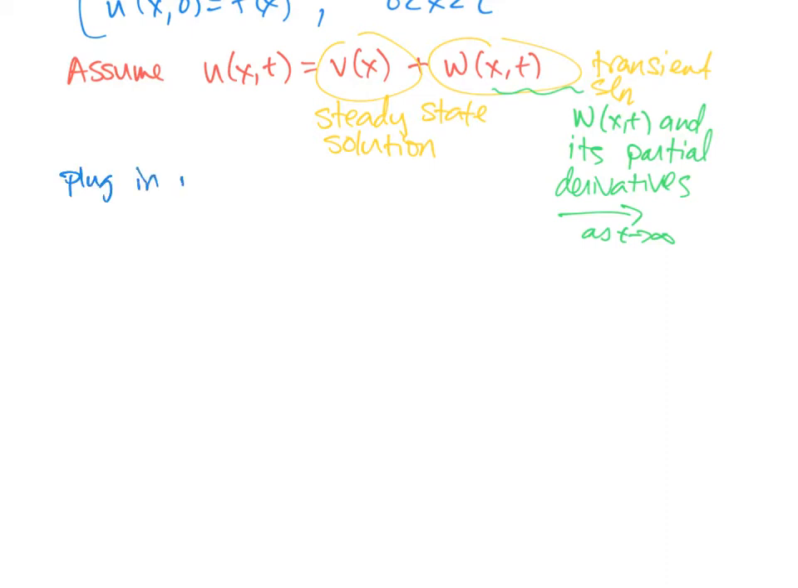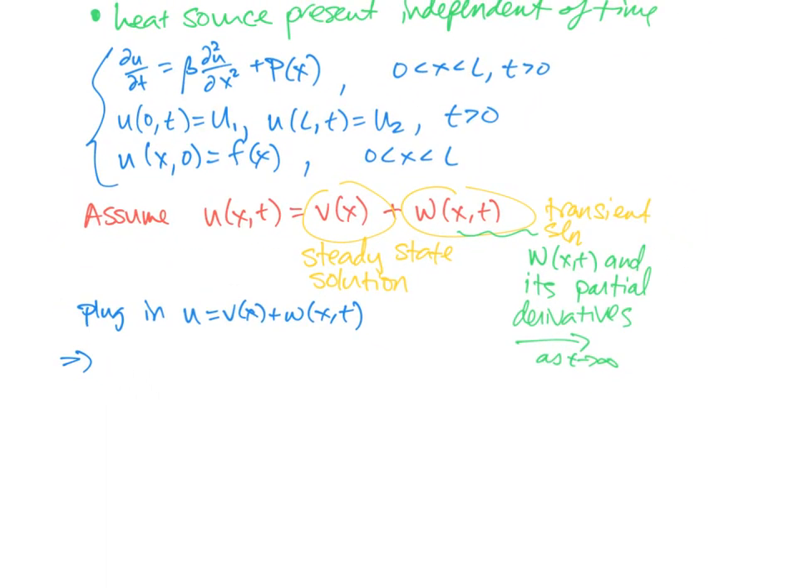Plug in u equals v of x plus w of x and t. And we'll get, so let's look back at our equation. So du dt is going to be the derivative of v with respect to t, but that's 0. So then we just get the derivative of w with respect to t.